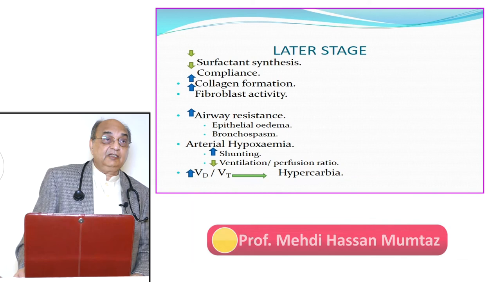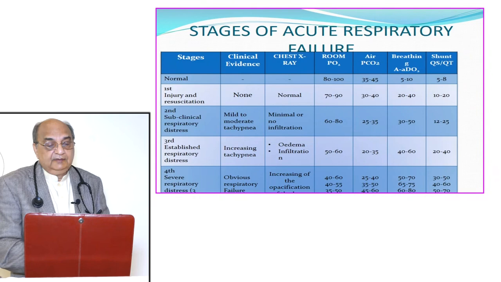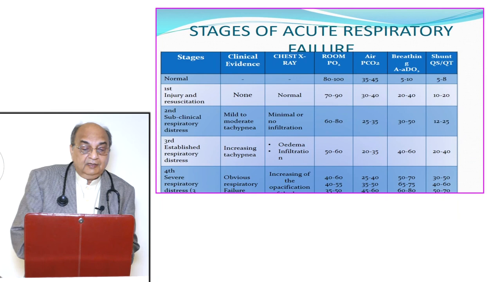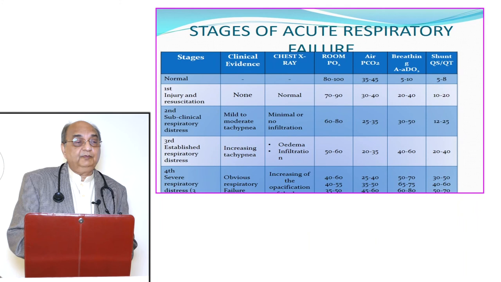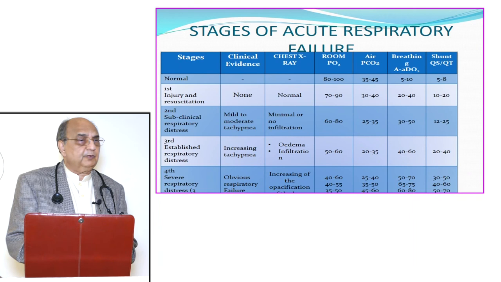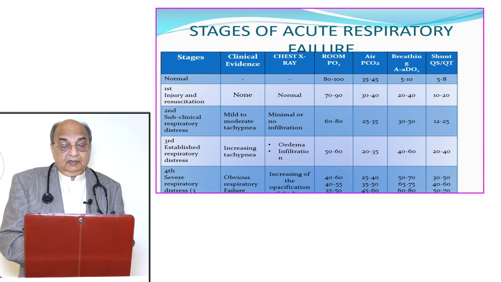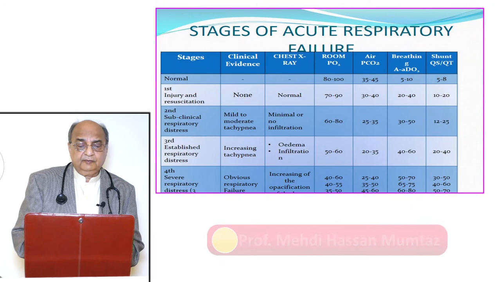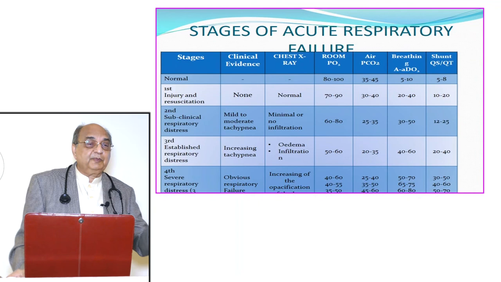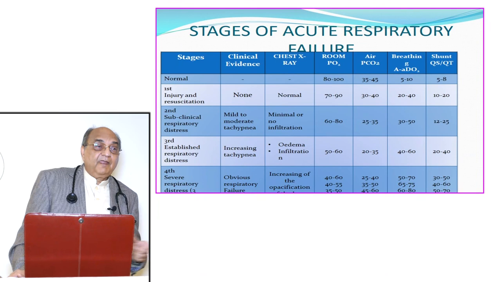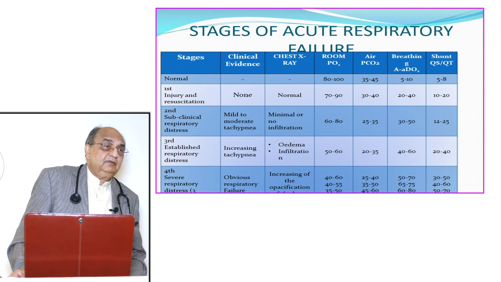Now, there are different stages of acute respiratory failure or ARDS. Normally, if you're breathing room air, we expect the PO2 to be between 80 and 100 millimeters of mercury, and the PCO2 around 35 to 40. The A-a gradient, that is the partial pressure of oxygen in the alveoli minus the partial pressure of oxygen in the blood, the normal difference is about 5 to 10. So this should be in a normal person.